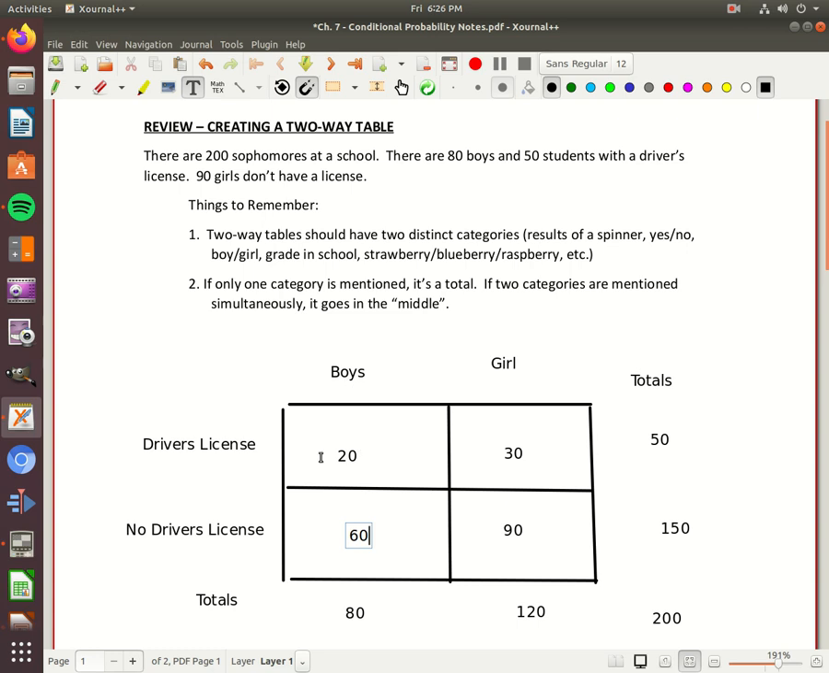We know that there's 20 boys with a driver's license. We know that there's 30 girls with a driver's license. We know that there's 50 kids total with a driver's license. We know that there's 60 boys without a driver's license. We know that there's 90 girls without a driver's license. So we know that there is 150 kids without a driver's license. We know that there's a total of 80 boys. We know that there's a total of 120 girls.